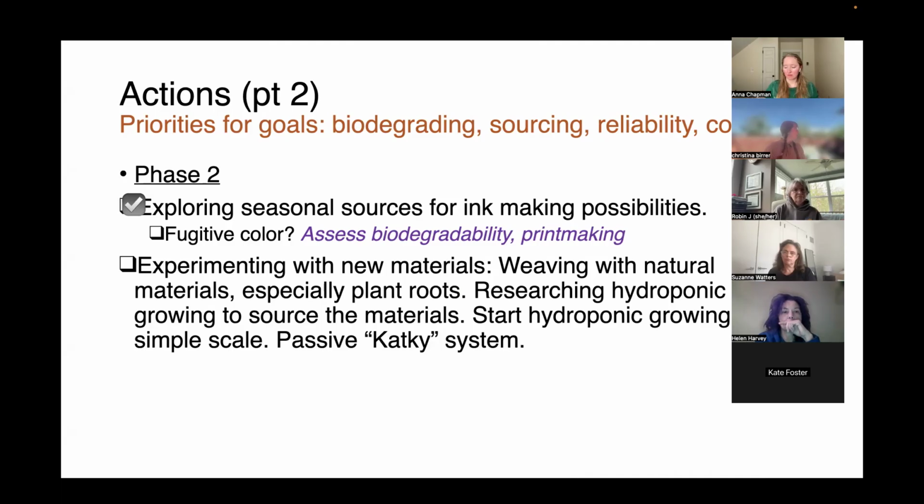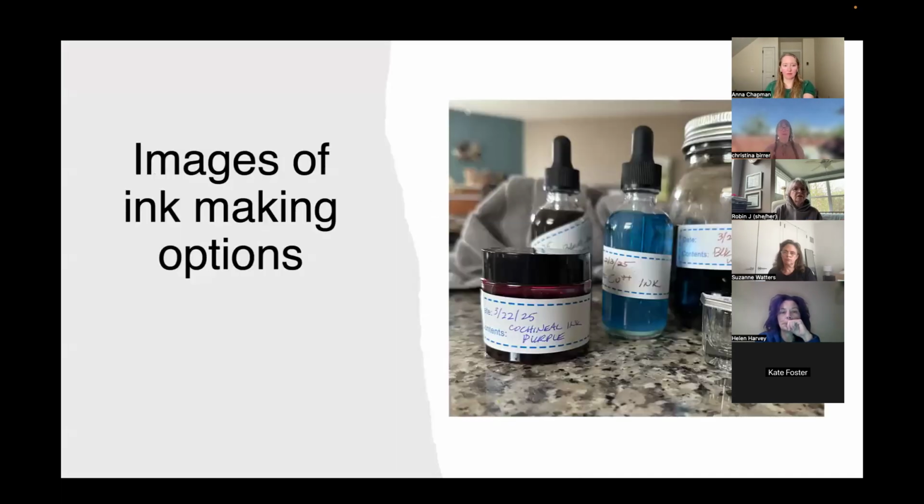So next slide. This is my initial work with natural ink making, using different sources. I was making some black walnut ink, some copper oxide ink, and since then it's really blossomed.